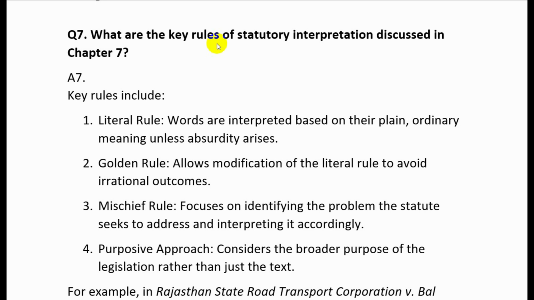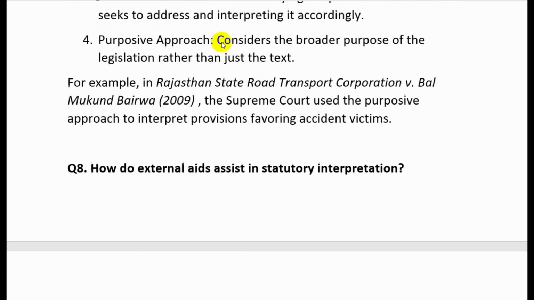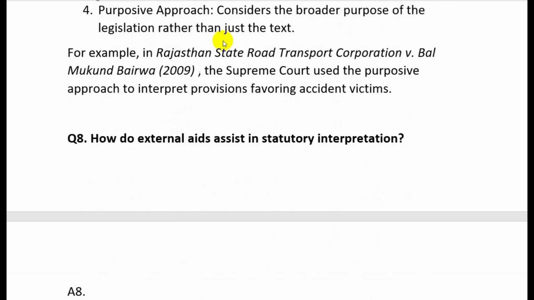Then there is the mischief rule. Mischief rule focuses on identifying the problem that the statute seeks to address and interpreting it accordingly. And purposive approach, that is, the judiciary considers the broader purpose of the legislation rather than just the text of the law. For example, in Rajasthan State Road Transport Corporation versus Bal Mukund Bairwa 2009, the Supreme Court used the purposive approach to interpret provisions favoring accident victims.